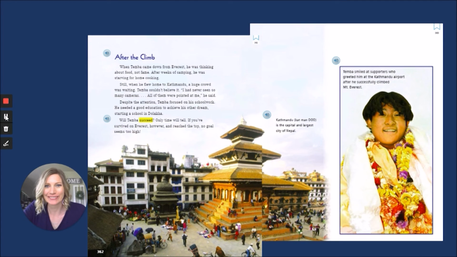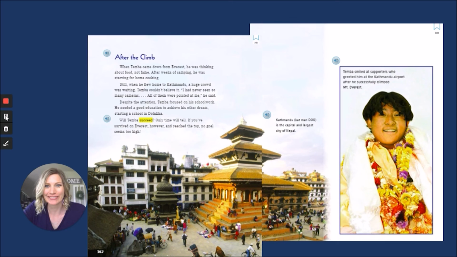After the climb. When Timba came down from Everest, he was thinking about food, not fame. After weeks of camping, he was starving for home cooking. Still, when he flew home to Kathmandu, a huge crowd was waiting. Timba couldn't believe it. "I had never seen so many cameras. All of them were pointed at me," he said.